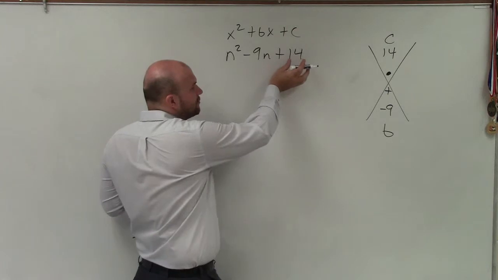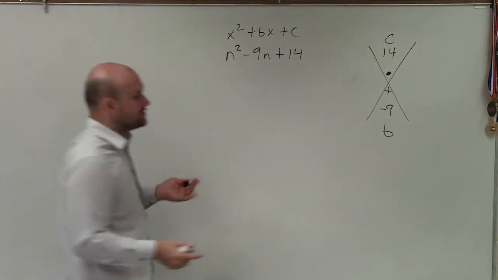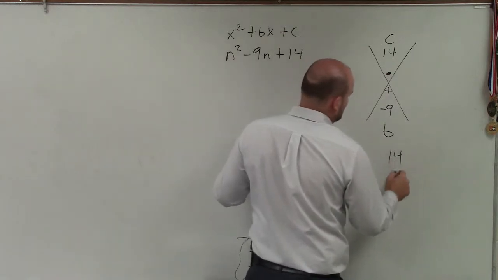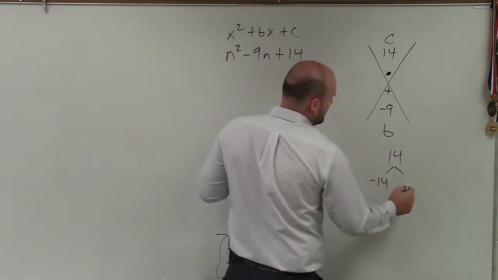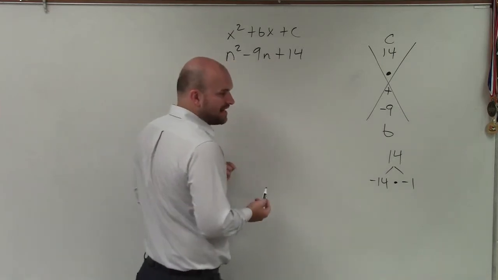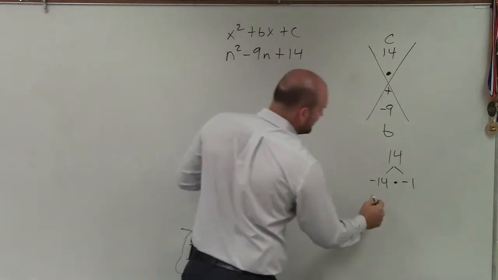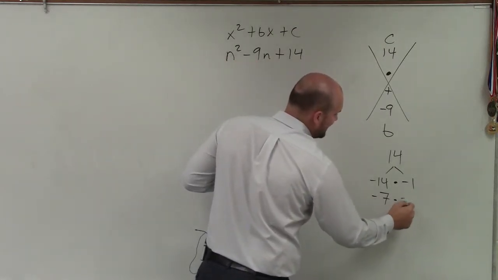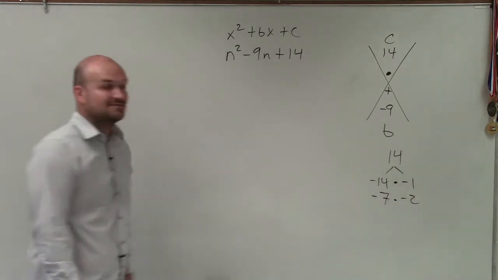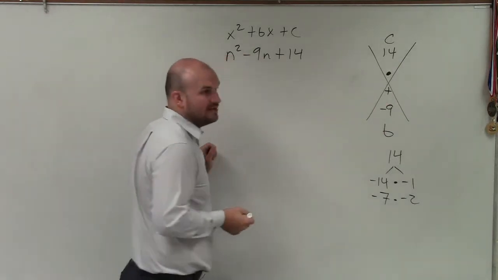So what I'm going to do is write out the factors for positive 14, and I'm going to make sure they're all negative, and then I'll determine which two of these add to give me negative 9. Well, I have negative 14 times negative 1. That obviously gives you 14, but that does not give you negative 9. Then the only other factor pair I have is negative 7 times negative 2, which, of course, does multiply to give you positive 14 and adds to give you negative 9.